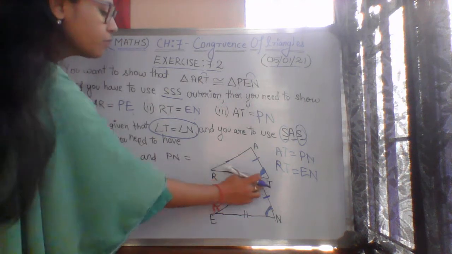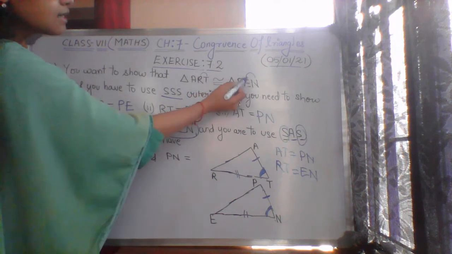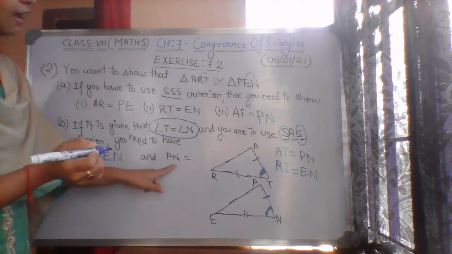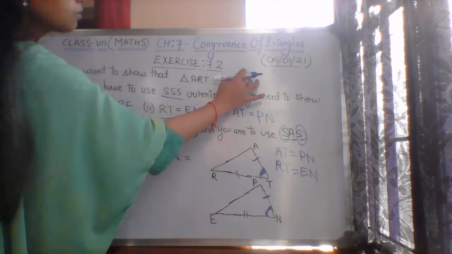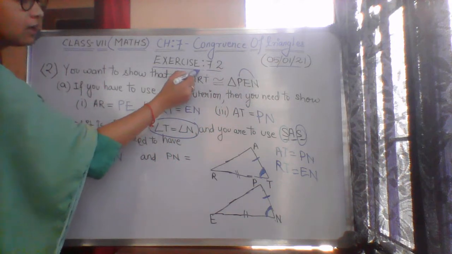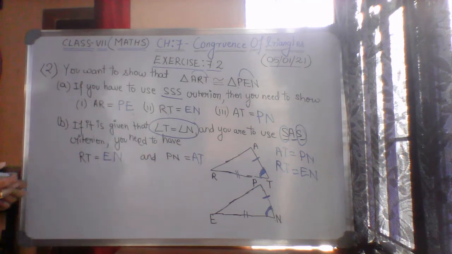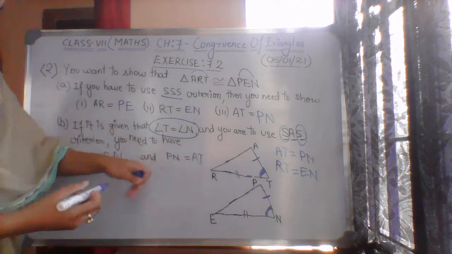So RT should be equal to what? You can easily see from this congruency, RT is EN. And PN is given, so second and third letter. Here also AT I have to write. So half of the work is done. If this is not given also, you can easily write this.